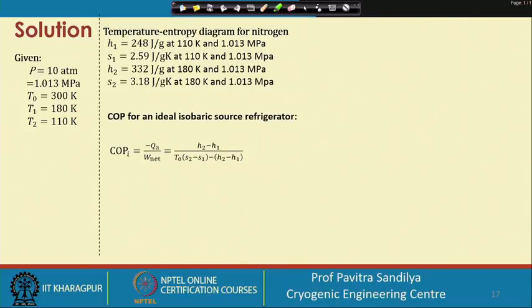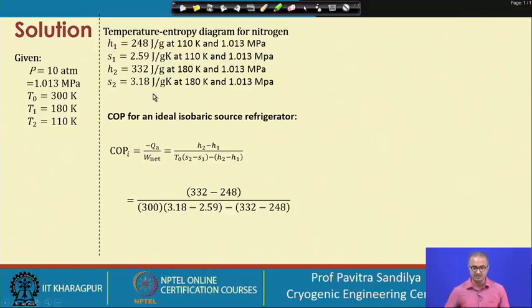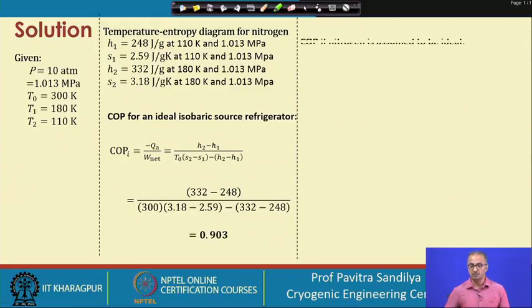Then we find the COP, and this is the expression given for the COP for the actual real gas, and again for the ideal one. We just plug in the values of all these enthalpies and entropies which we found from the TS diagram, and we find that this is the value of the actual COP.